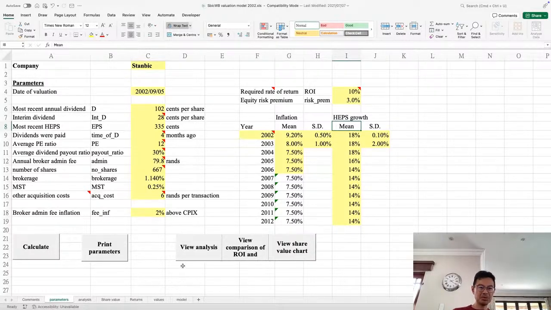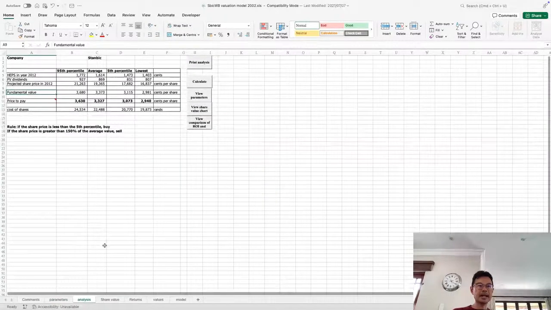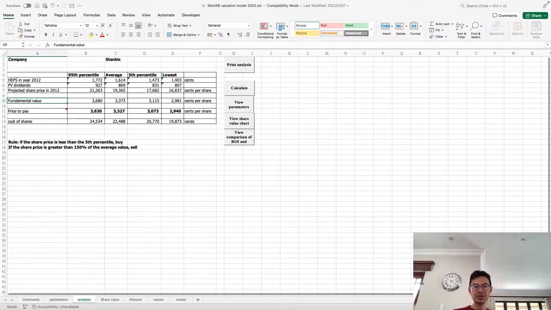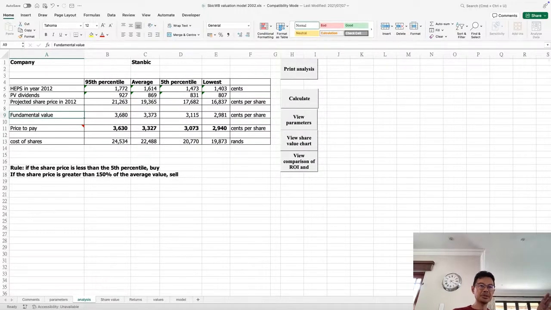and then you can press this to do the calculation, or go to another sheet, and here is the analysis. So essentially, what the analysis will show is that I will have 3 scenarios. One is a 95th percentile, an average, and the fifth percentile and lowest, to say what is likely to be the result and to give a range of possible cases. Based on that, I then discount the dividends, the present value of the dividends, and also the projected share price in 10 years' time, because at that time I was doing this in 2002.